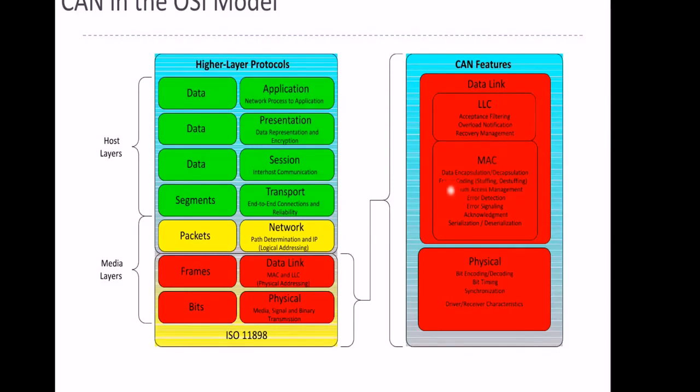And in the MAC, there is data encapsulation and decapsulation. It protects the signal, because of course we are not entering without any authentication. So it gives some encapsulation, hiding the logic of the transmitted signals. After that come the frame encoding, bit stuffing and destuffing. The MAC, the medium access management, will handle error detection, error signaling, acknowledgement, serialization as well as deserialization.